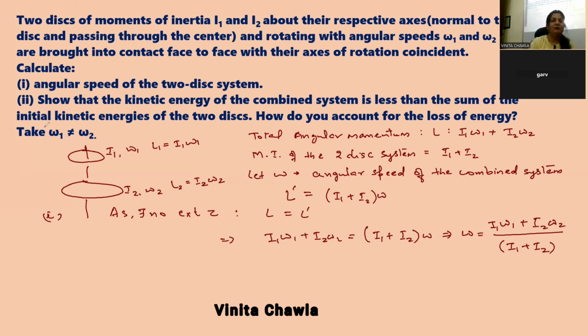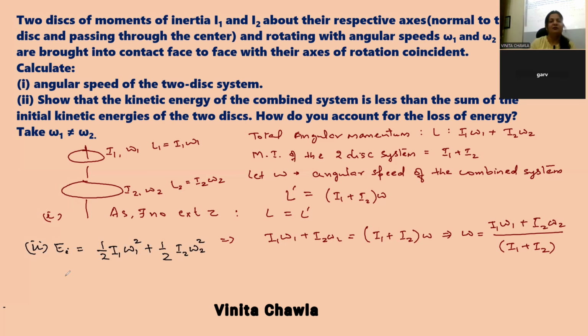Now we have to find kinetic energy of the combined system and we have to prove that kinetic energy of the combined system is less than the sum of the initial kinetic energies of the two disks. So we can write initial kinetic energy first. How do we write kinetic energy? In translational motion, half mv square, and here we'll write half I1 omega 1 square. This is for disk 1. Similarly, we can write for disk 2. So this is the initial kinetic energy.